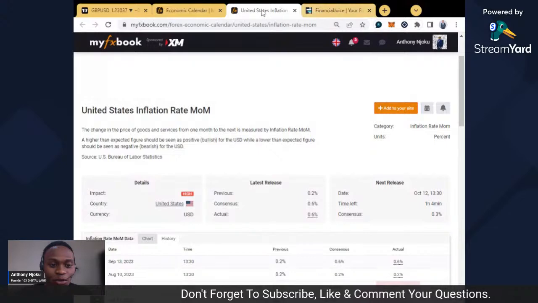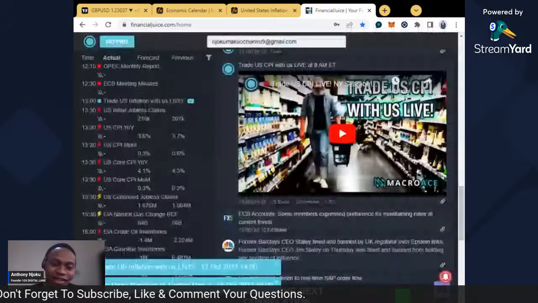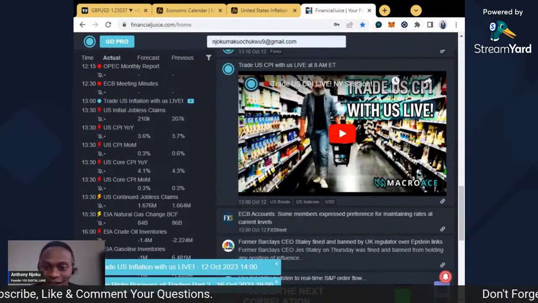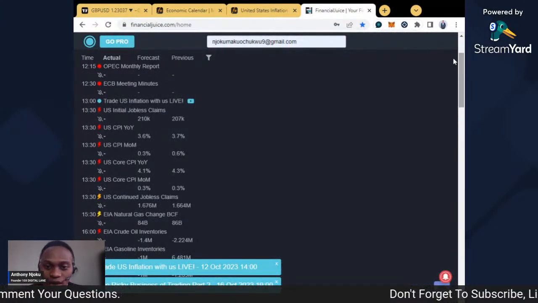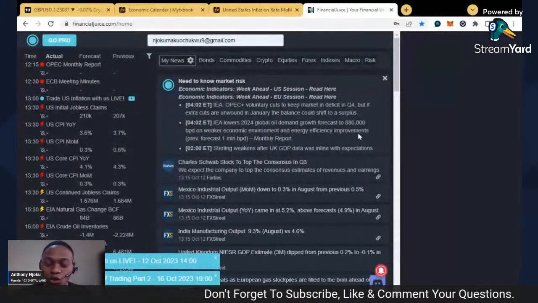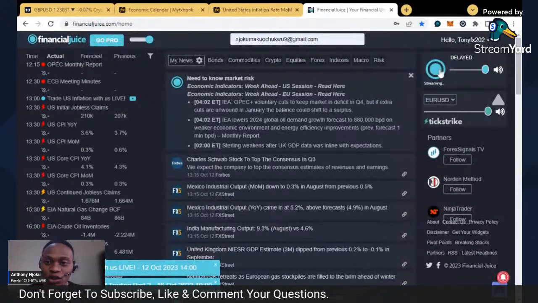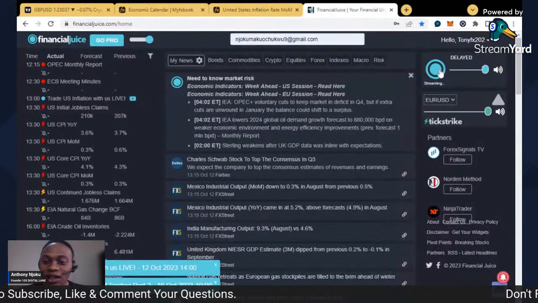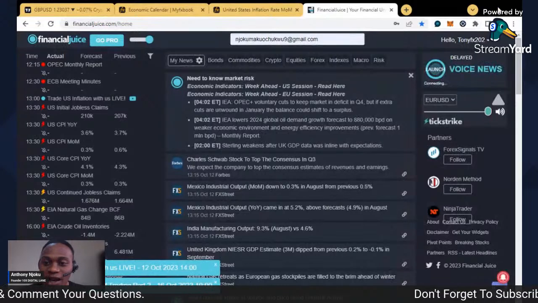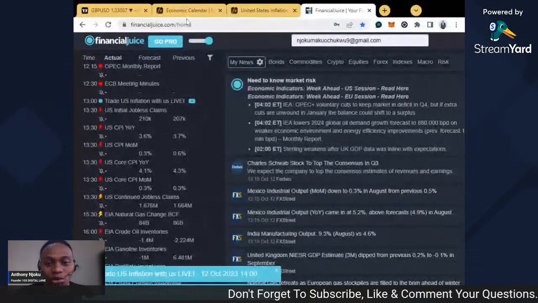So in a bit, we'll be receiving CPI news. And if that data turns out to be higher than the expected figure, we expect dollar to be very strong. But if the CPI news turns out to be lower than the forecast, we expect dollar to be very weak.